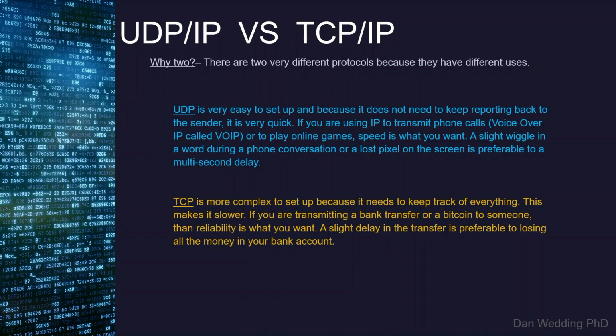TCP is more complex to set up because it needs to keep track of everything. This makes it slower. If you're transmitting a bank transfer or a Bitcoin to someone, then reliability is what you want. A slight delay in the transfer is preferable to losing all the money in your bank account.